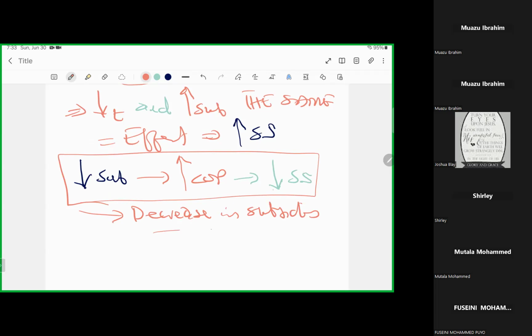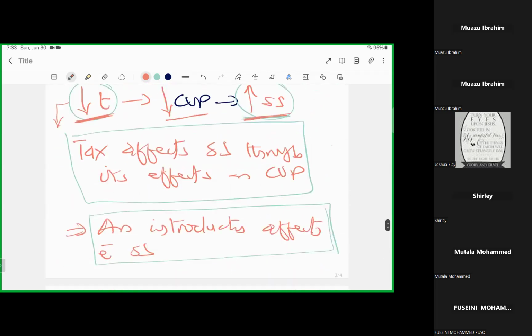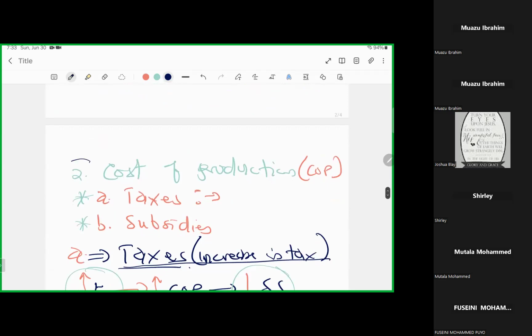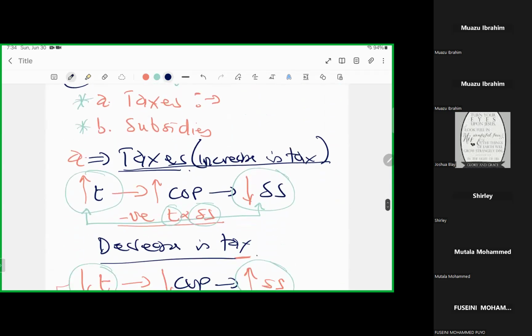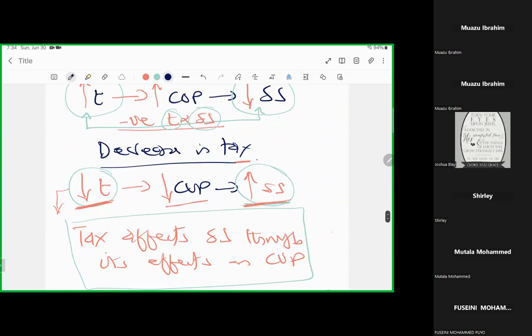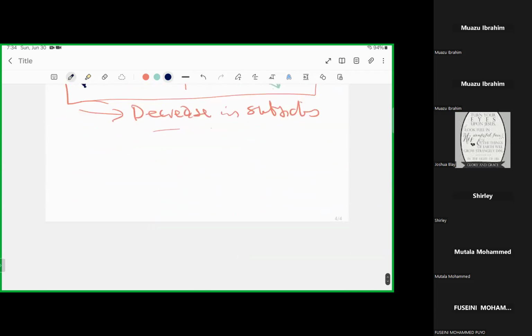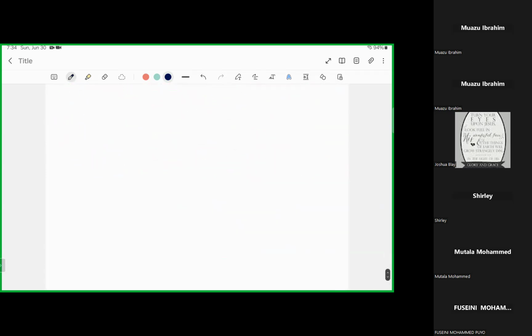Now, the third part that we are going to look at as a key factor. Remember, we are talking about factors affecting supply. The first factor is the price of a good. The second is the cost of production. And the third is expectations, similar to demand.